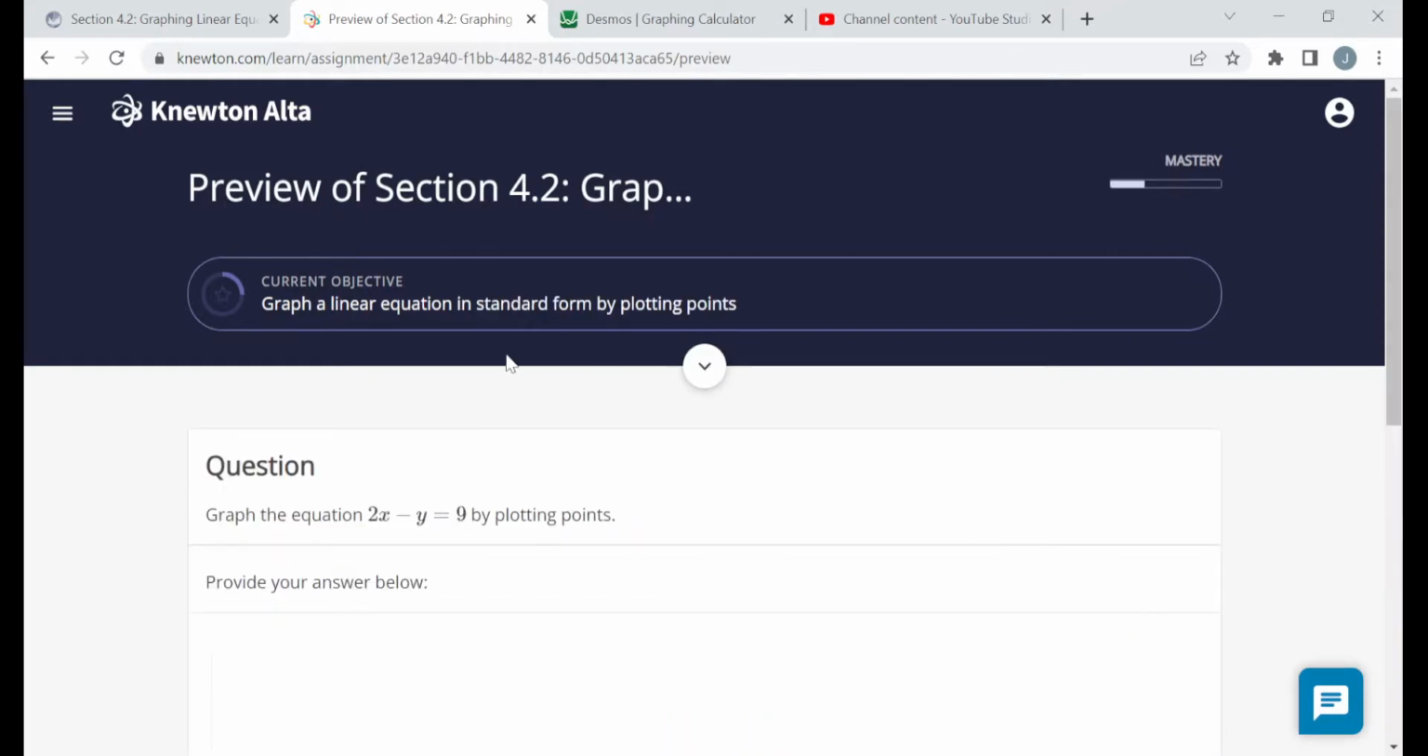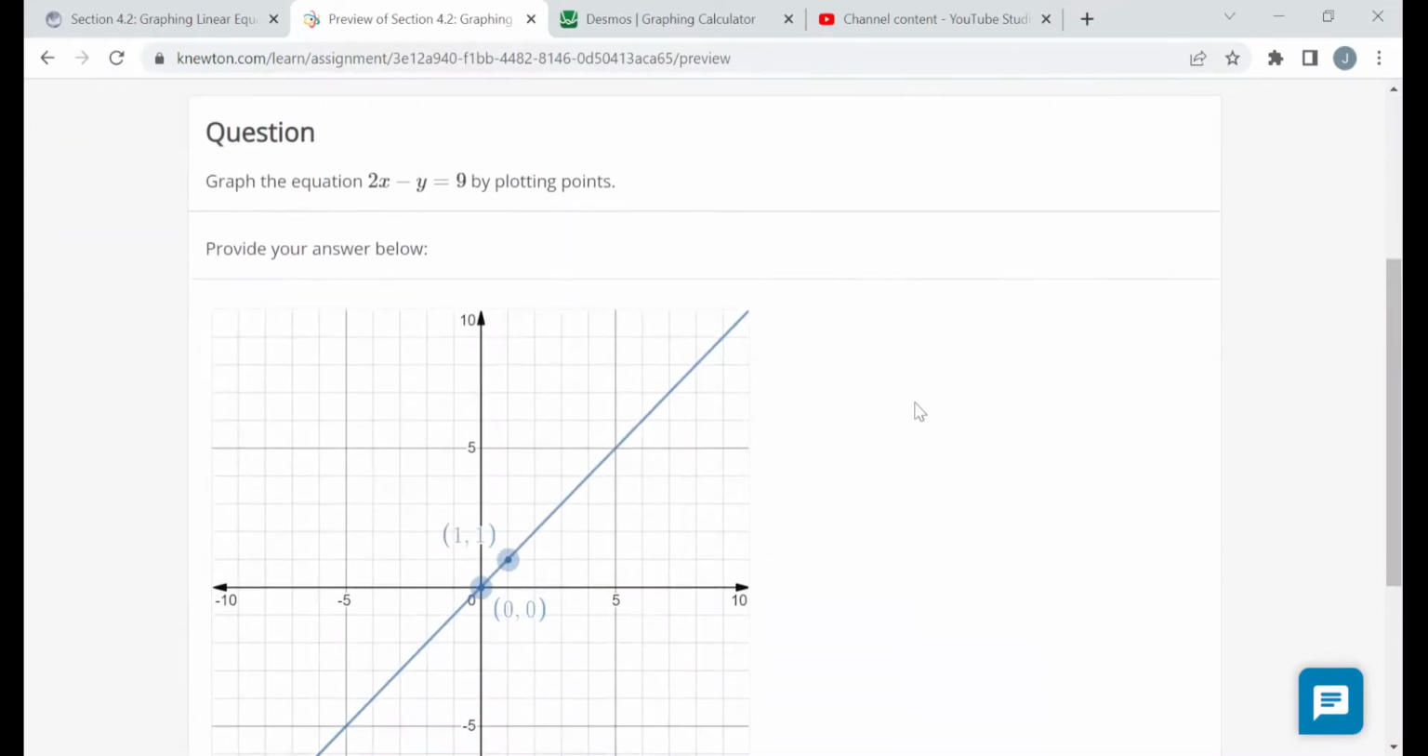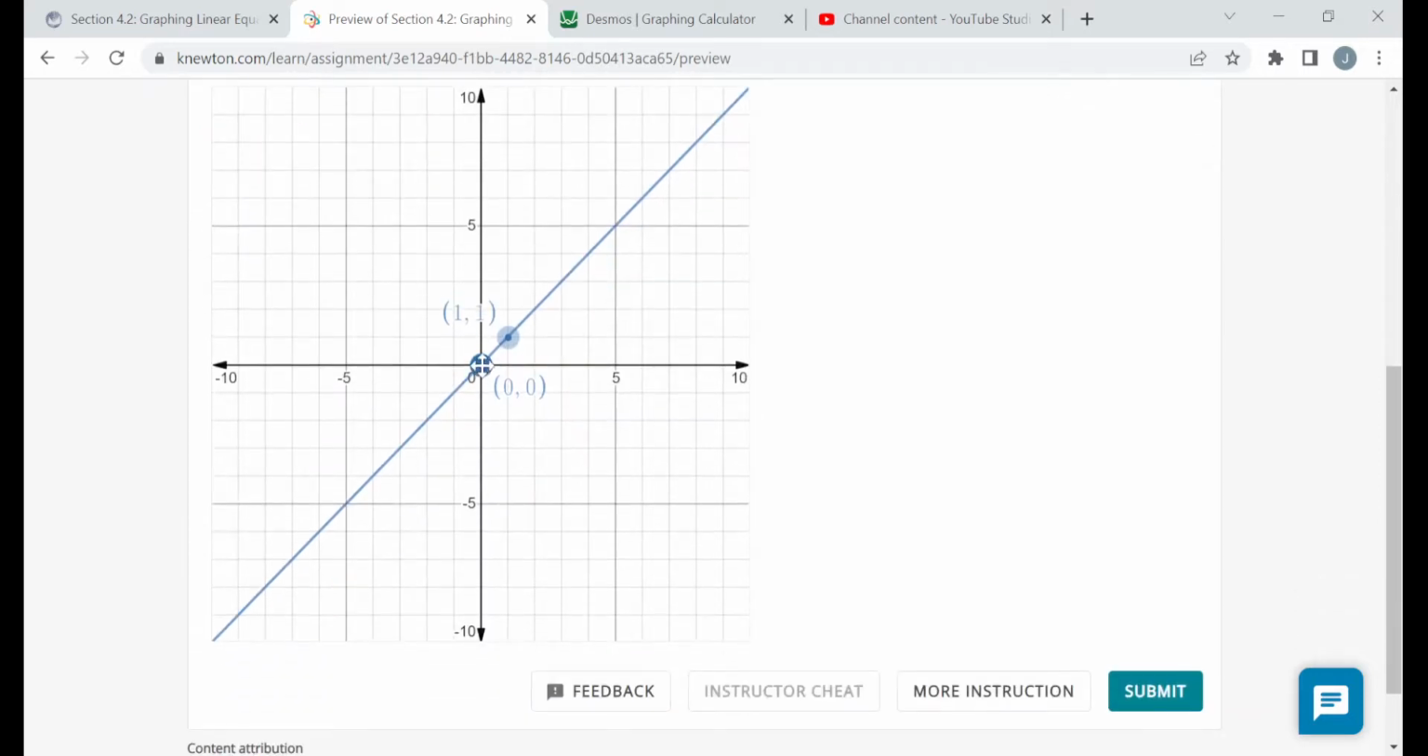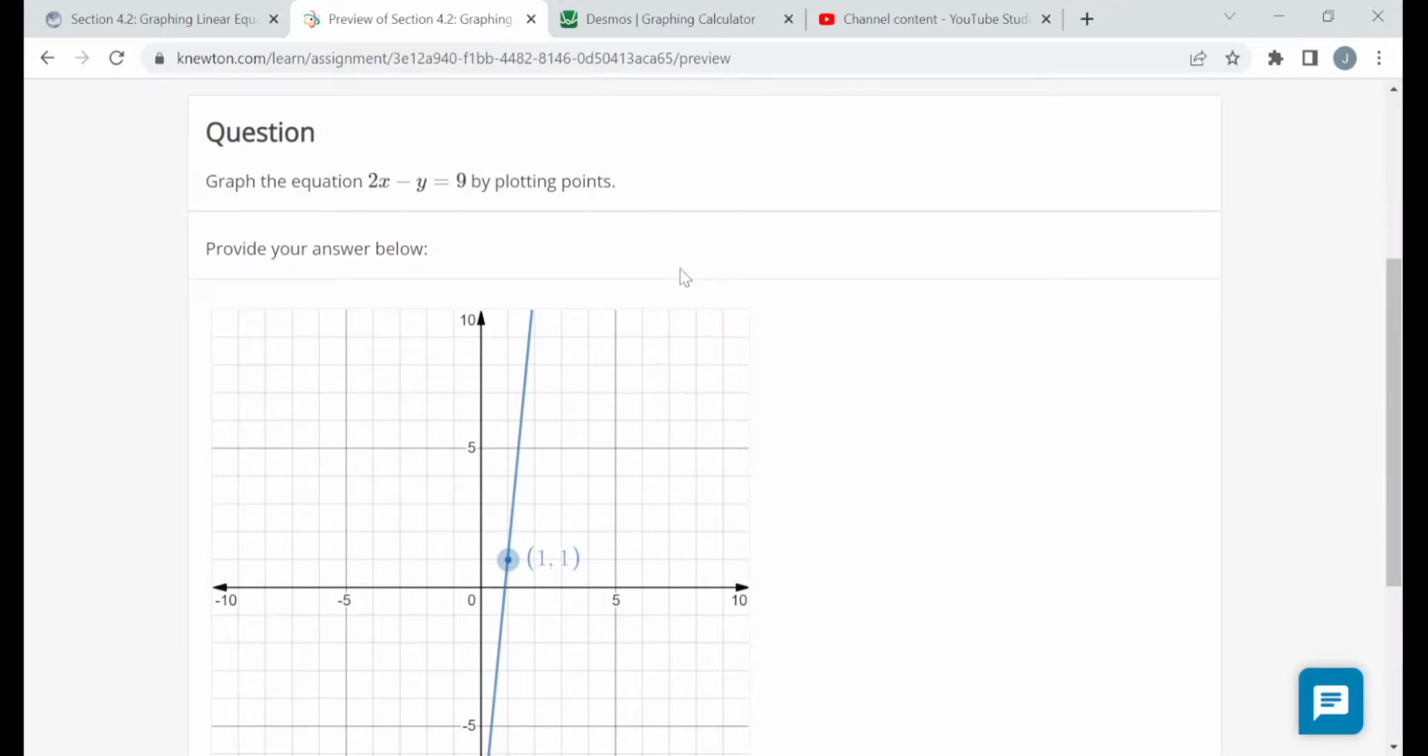Alright, so back to the standard form. Again, I'm going to just say out loud the solutions and move some points around. If x were 0, y would have to be -9. So I'll move this down to 0, -9. There we go. And then if y were 0, x would have to be 9 halves, or +4.5. So there's 4.5 for x and 0 for y.